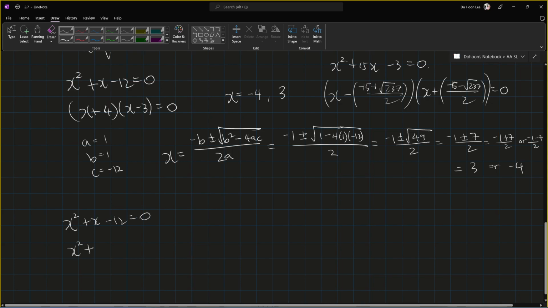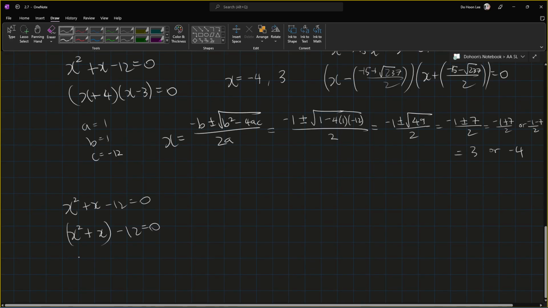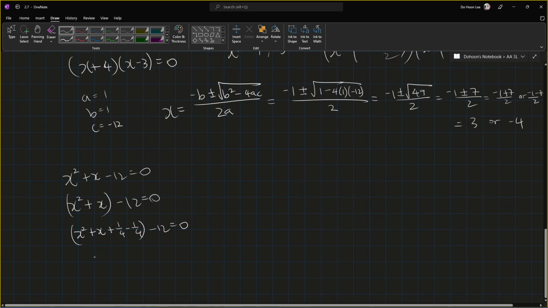Well, I know that this is x squared plus x. There's no a value, so we can just do that. And then it'll be x squared plus x, half of x is 1 over 2. So square that, so we can do 1 over 4 minus 1 over 4, minus 12. Notice that there's no a value, so there's no tax to pay. x squared plus x plus 1 over 4, which is minus 1 over 4 minus 12, which seems like 48, minus 49 over 4 equals 0.